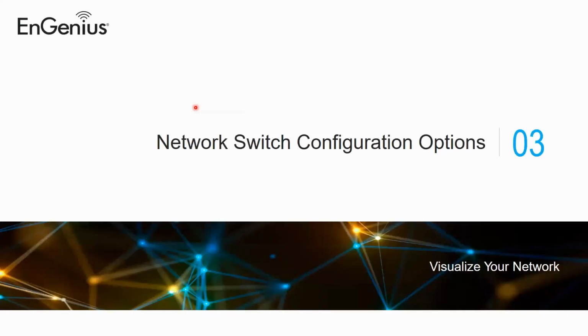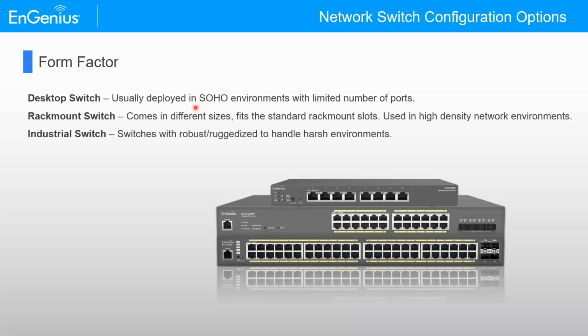So what are the different switch configuration options? In terms of the form factor, the most common switch may be our desktop switches. These are basically switches that have a limited number of ports. Maybe you have 8 port switches, maybe you have 5 port switches. But usually you use this for a basic setup. Maybe you just need more LAN ports in your environment, or let's say for the office area, you just need to have more ports. Now you have rack mount switches.